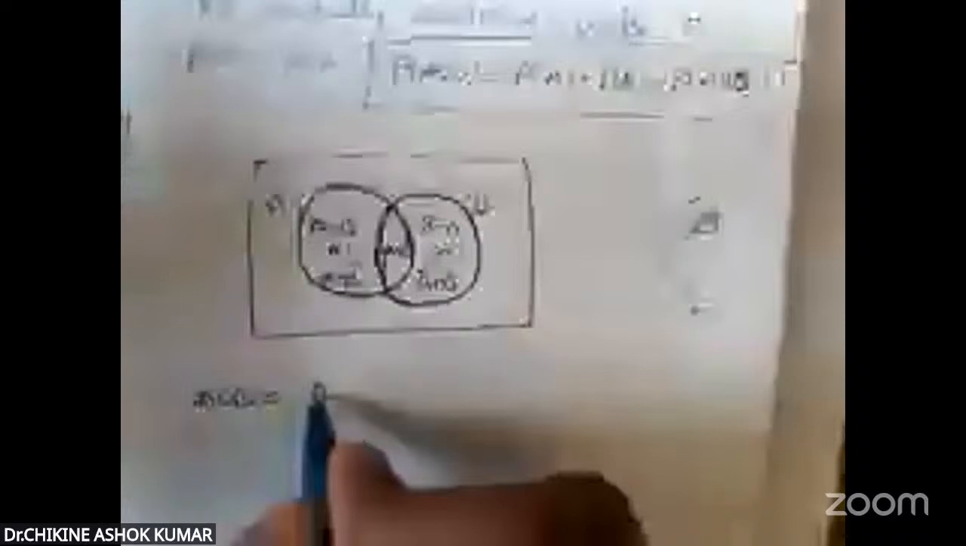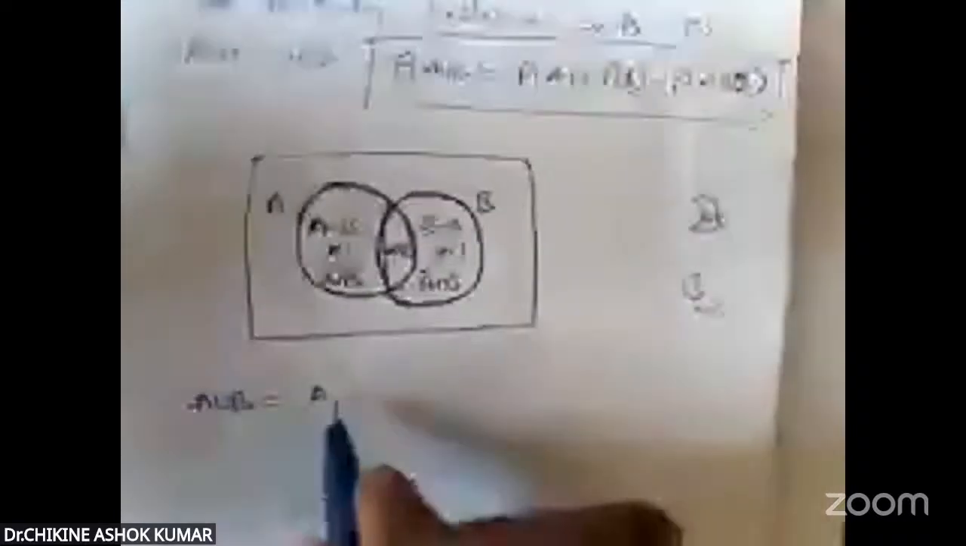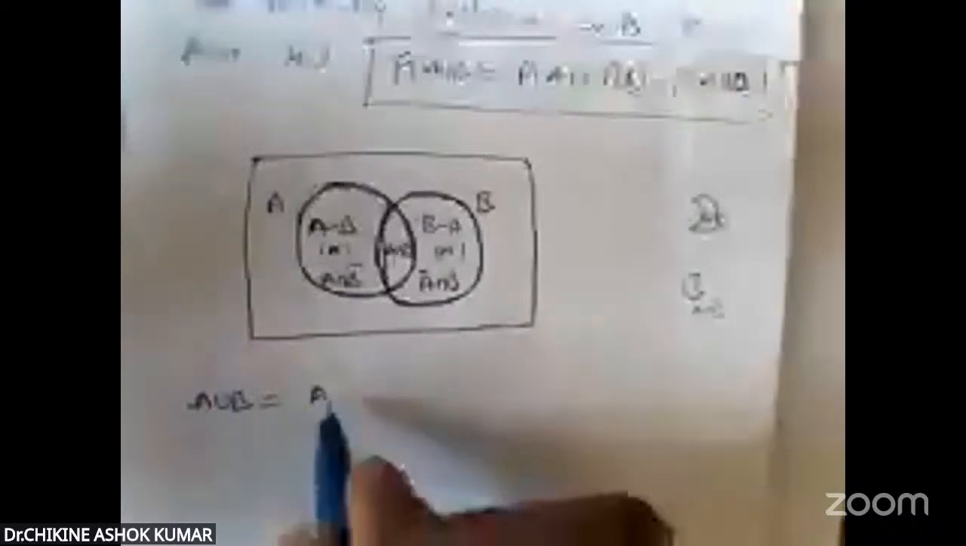So first, from this Venn diagram, A union B equal to A union A bar intersection B. These are the major steps from the Venn diagram. A union B means this complete region. I'll write A union B equal to A union A bar intersection B.